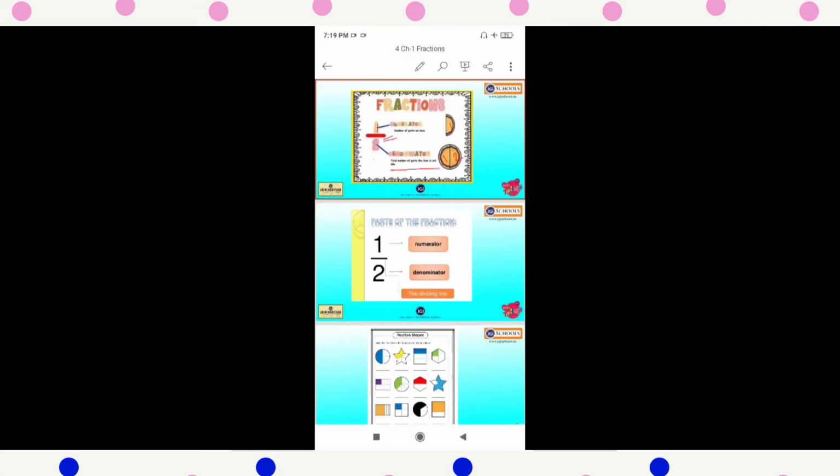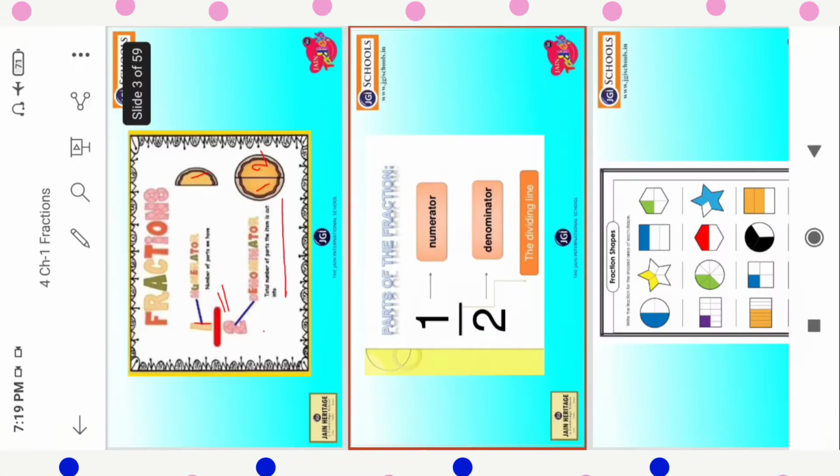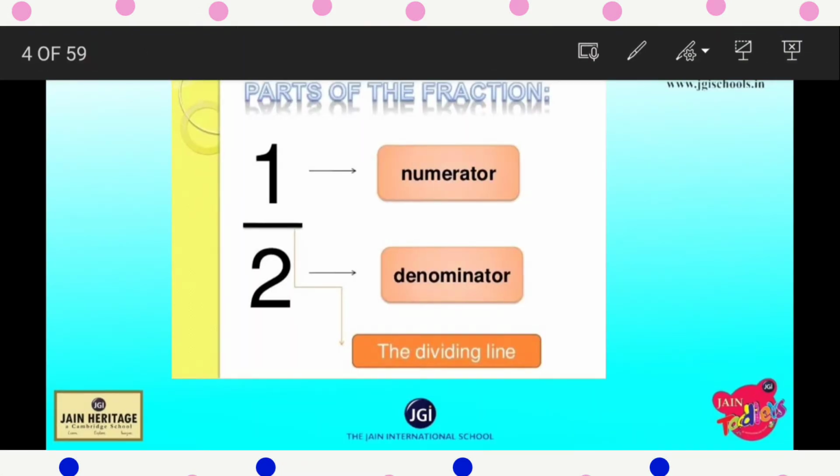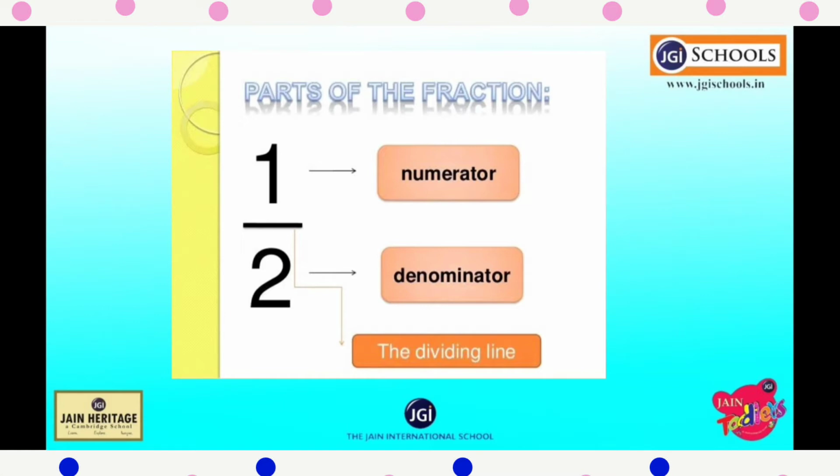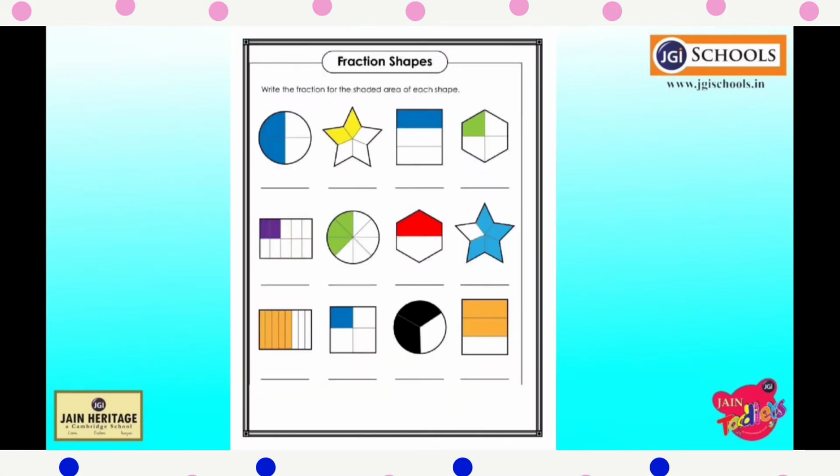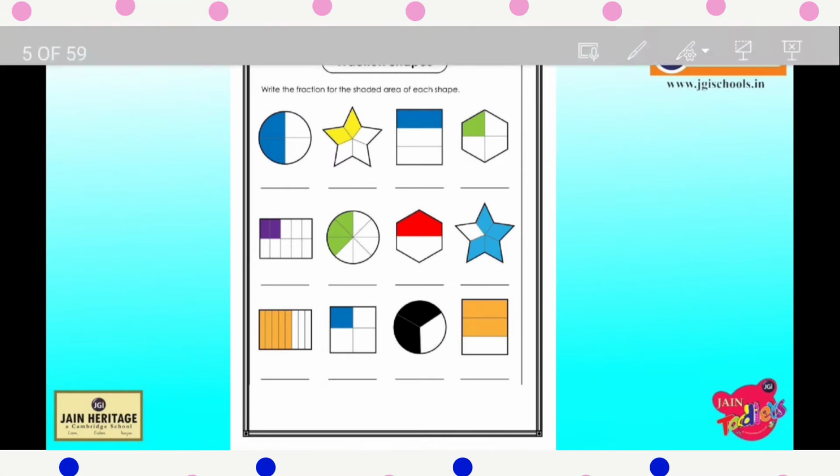Now the third one. Can you see the third one? Parts of the fraction, that is numerator and denominator, and the dividing line. Now how the fraction shapes are divided, or write the fractions of the shaded area of each shape. Okay, see, can you see there is a circle? How many parts are there total? 4 parts are there and 1 part is shaded.